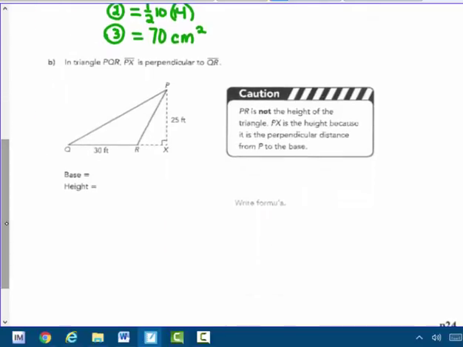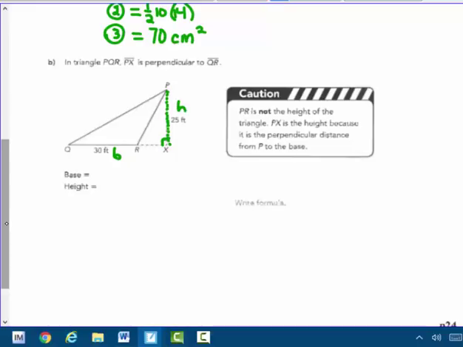In triangle PQR, PX is perpendicular to QR. PR is not the height of the triangle because it's not the perpendicular. This is not a right angle here, right? No. So if QR is my base, to get a perpendicular distance to that vertex, oh, that's not going to hit it. We have to extend QR, and P down to that base, perpendicular to the base of QR, would have to come outside of it. So the height is actually P to X, which is 25 feet.